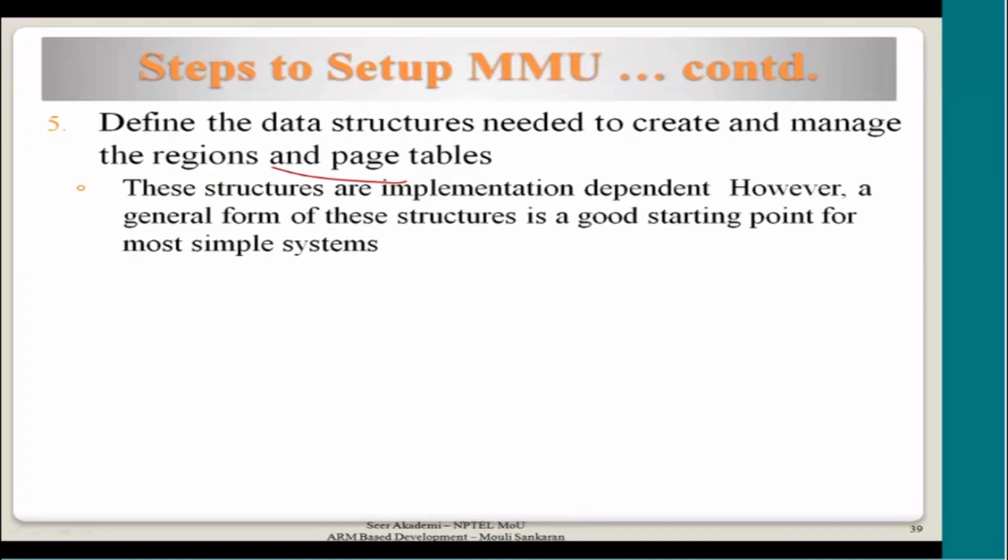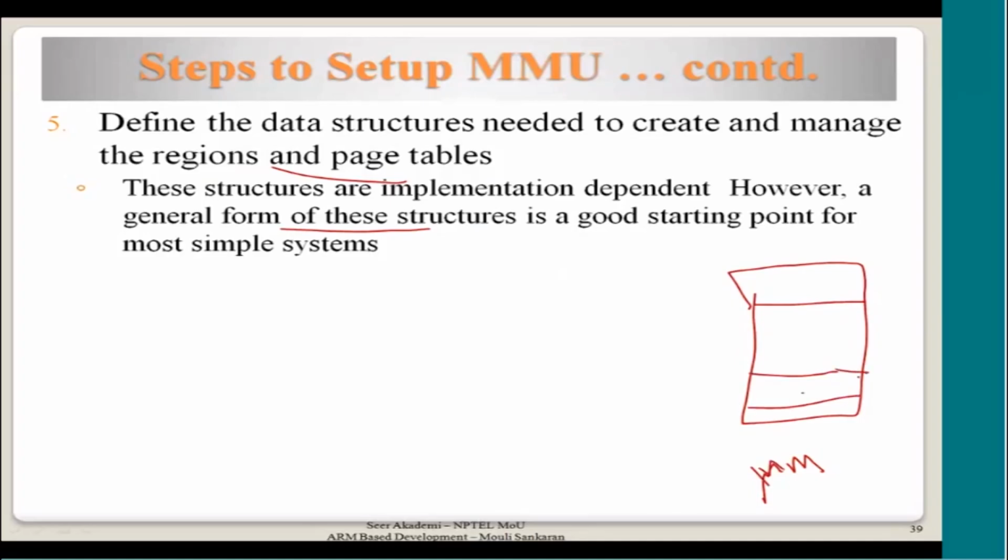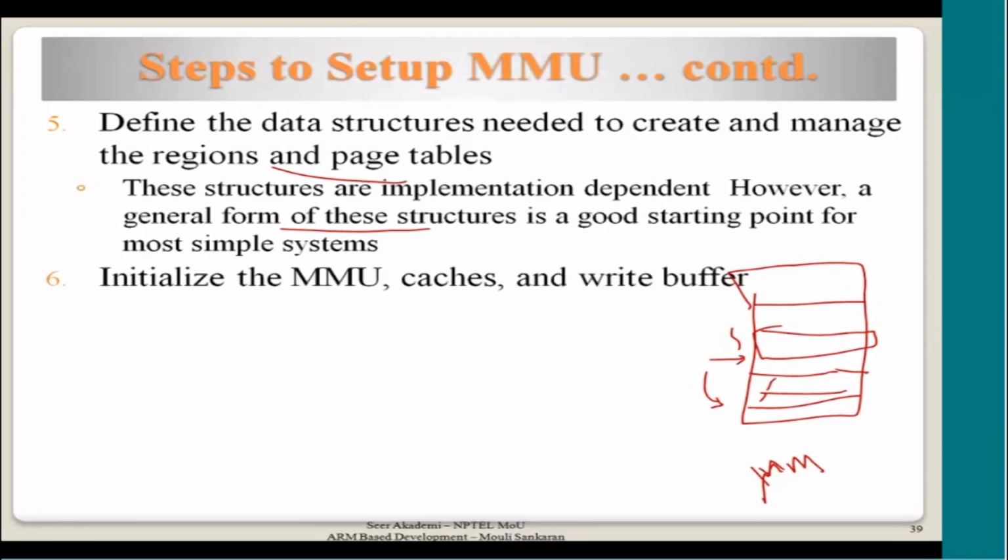These structures are implementation dependent. However, a general form of this structure can be a good starting point. Why do I call it implementation dependent? Because where things are in physical memory will vary from system to system. You may decide to have a page table somewhere, you may decide to have a task running in some other location. So these physical addresses are different. Accordingly, the MMU or page table entries need to be changed.